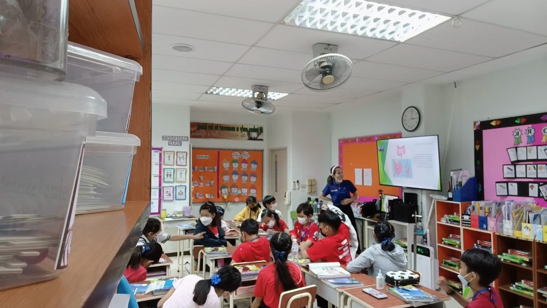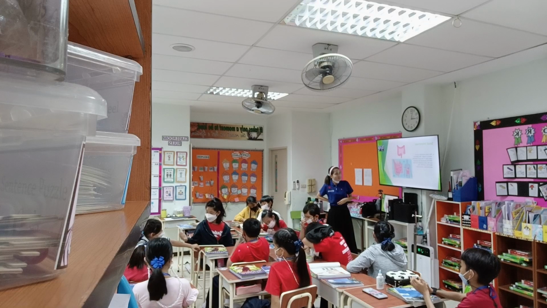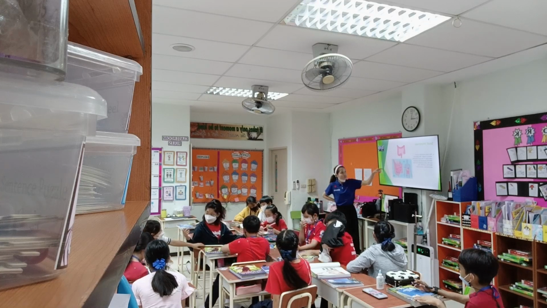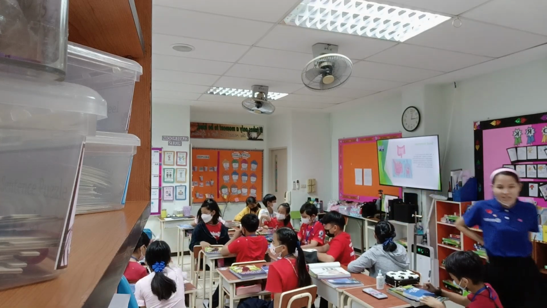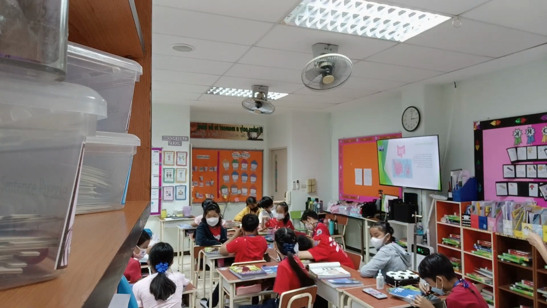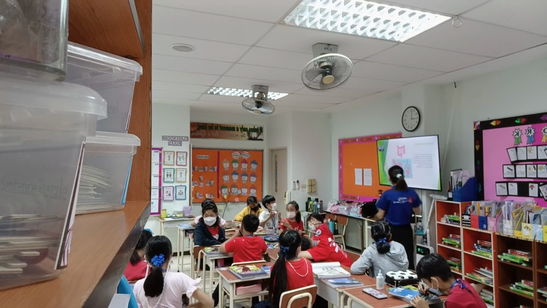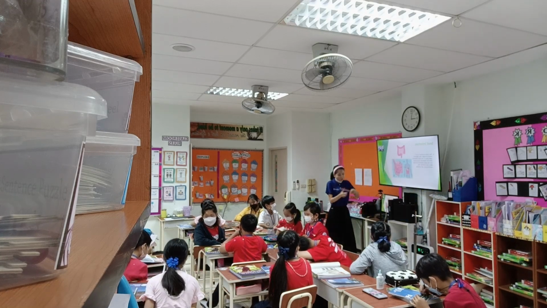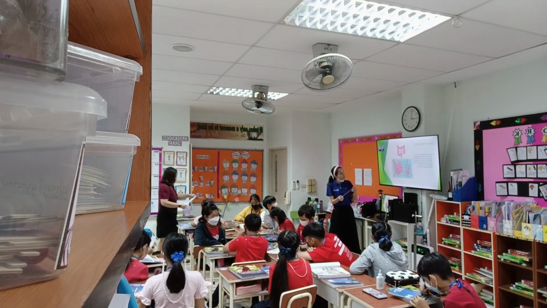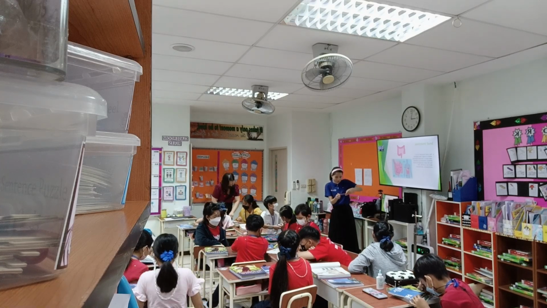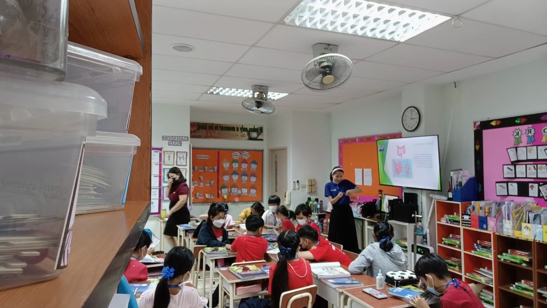How long is the small intestine? 4 to 7 meters, because it is folded in. It is folded, right? If you straighten it, it is 4 to 7 meters.